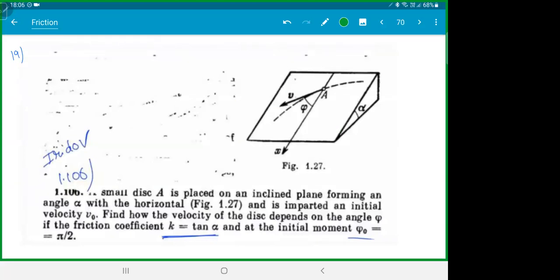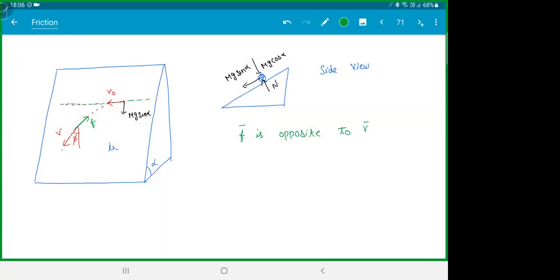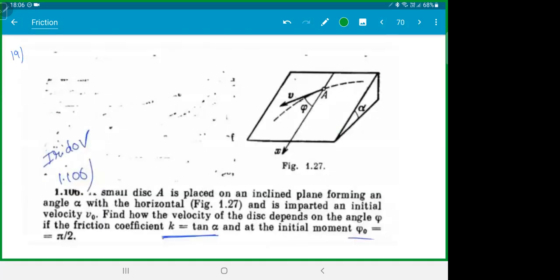So someone projected the particle horizontally from an incline. Like this, horizontally. It's supposed to go along the green line, but because of the mg sine alpha, you will drag down. At the same time, you also have friction. And remember, friction will be always opposite to the velocity because the wedge is at rest. So after going a certain distance down, it will make an angle phi. The question is find the velocity.